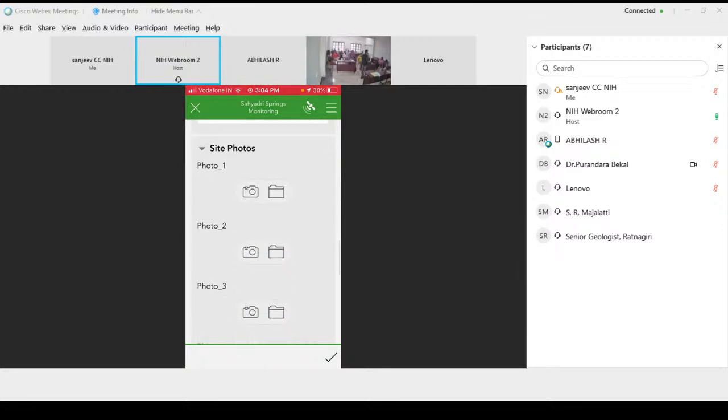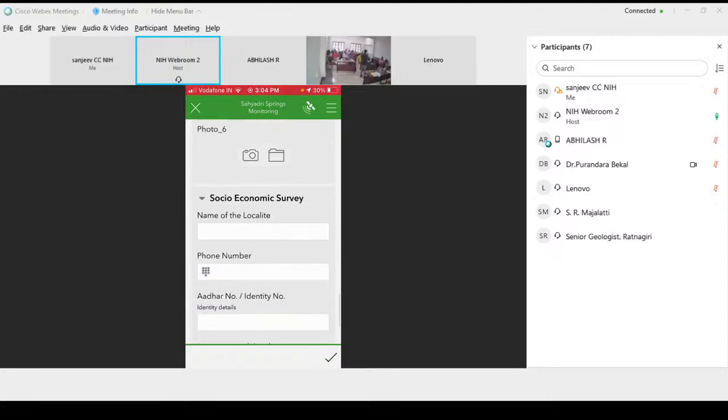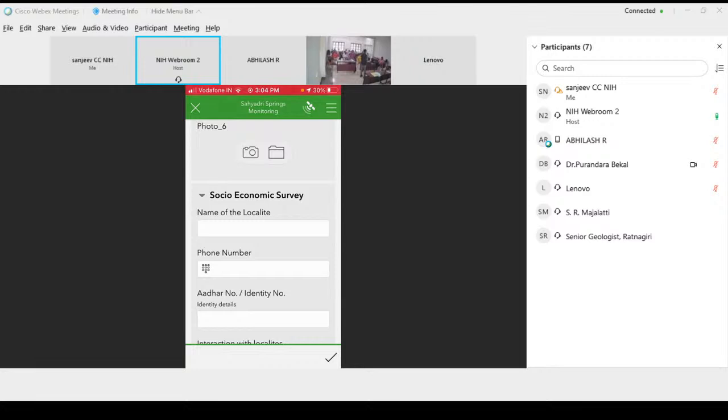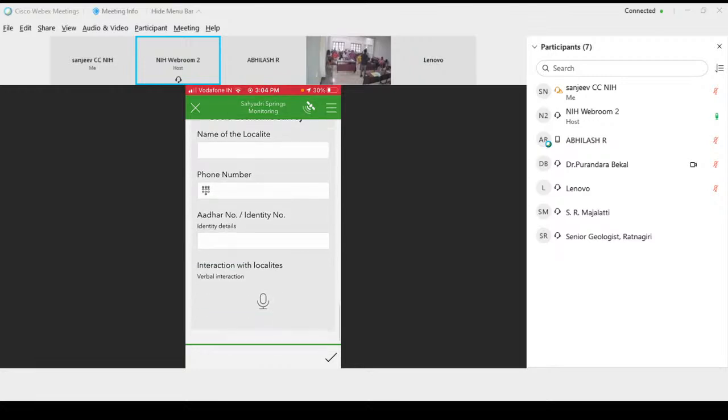We upload them here. We also have the social section, where you give the name of the local person, phone number, and any identity details. You can give the whole conversation as an audio recording message and send the details to our server. Once it comes, it immediately gets updated in the database.